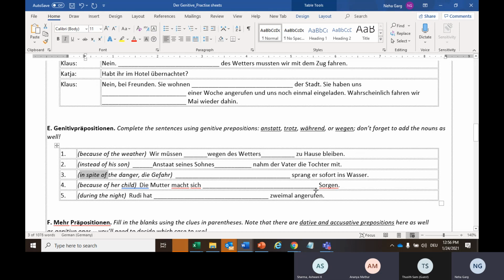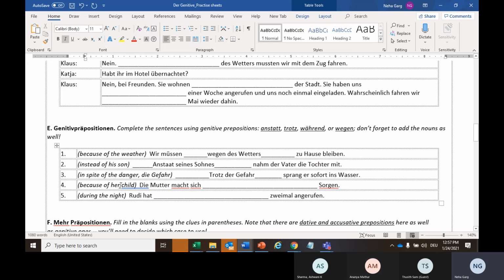Number 3, Ananya. Trotz der Gefahr sprang er sofort ins Wasser. Trotz, you said? Ja. Okay, trotz der Gefahr. Und was bedeutet das? In spite of the danger, he jumped into the water. Right.